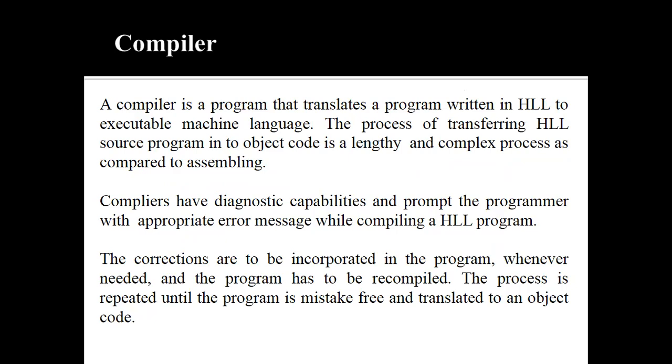Now we have a compiler, which is also a program and translates a program written in a high level language into machine executable form. Actually, assembler and compiler have similar functions, because both have to translate or assemble the language into machine language so the computer can understand it well and perform the specific task. The process of transferring a high level language source program into object code is lengthy and complex compared to assembly language. Why is it so lengthy? Because there are so many reasons.